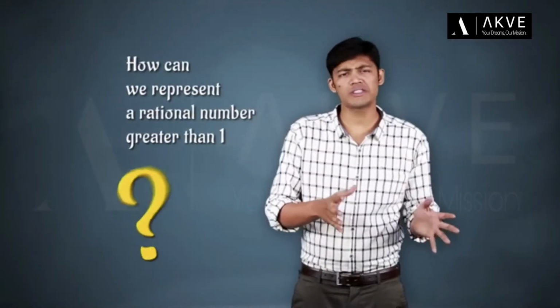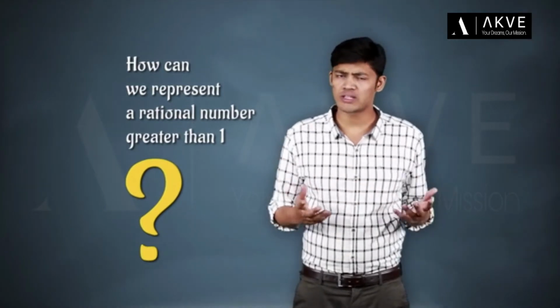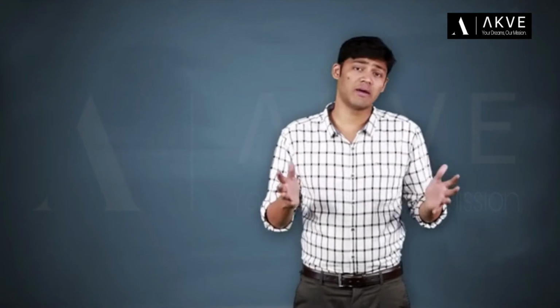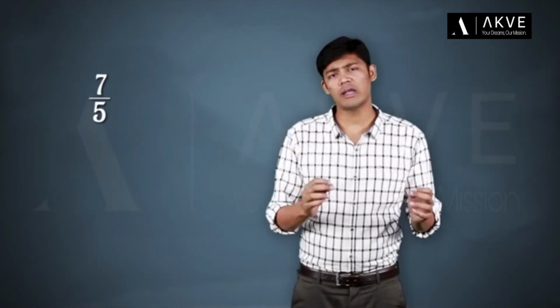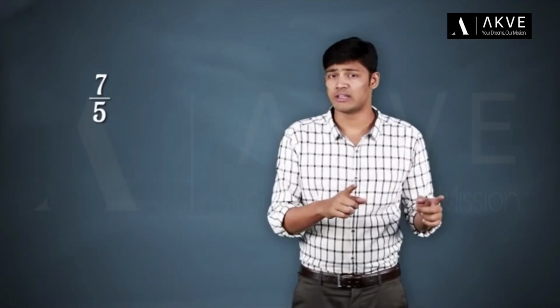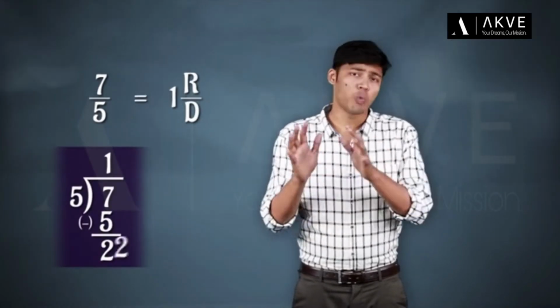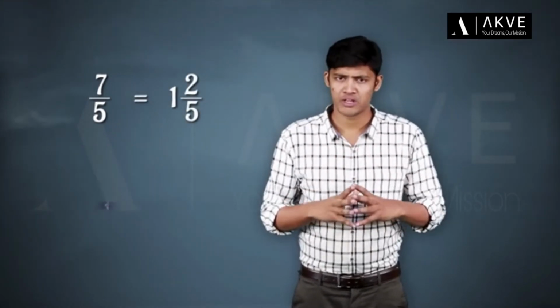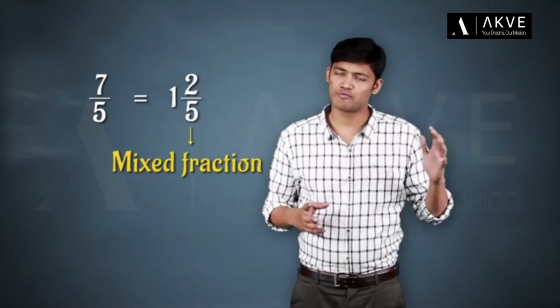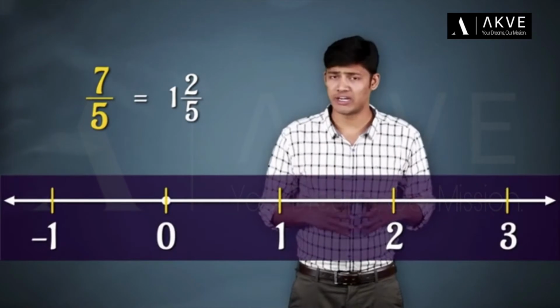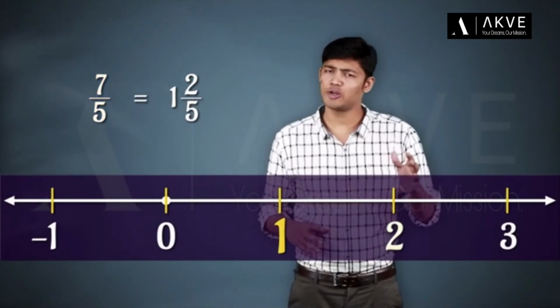But how can we represent a number which is greater than 1 using the same method? That is, how can we represent a number like 7 by 5 on the number line? For this, we will write the number 7 by 5 as 1 plus 2 by 5, that is, in mixed fraction form. We can clearly see that the number 7 by 5 lies between the integers 1 and 2.